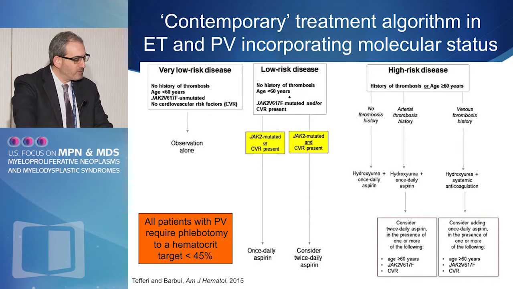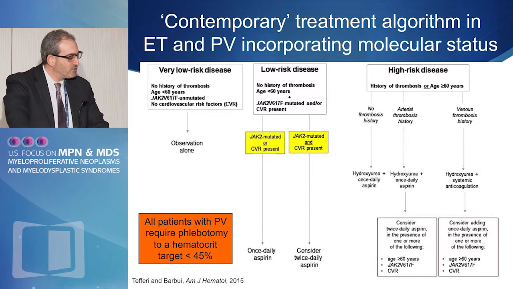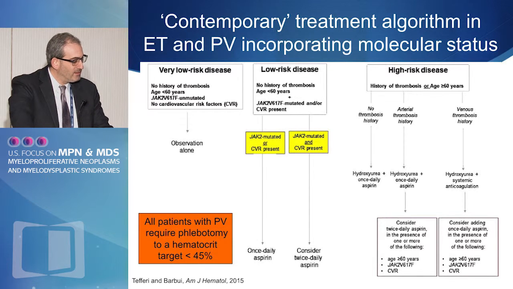For patients with high-risk disease and no thrombosis history, hydrea and once daily aspirin, and then you can see the other options there for history of thrombosis, arterial versus venous, and also other considerations in terms of age, JAK2 status, and cardiovascular risk factors. The use of hydrea plus daily aspirin, and then hydrea plus anticoagulation if a venous thrombosis is actually present.